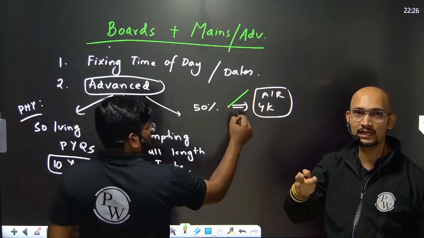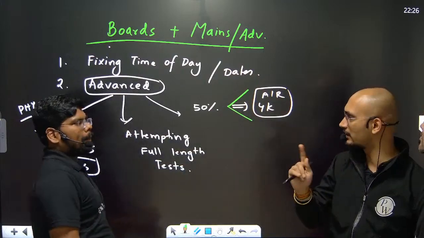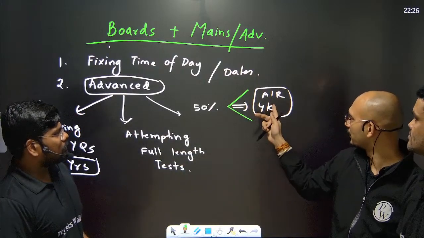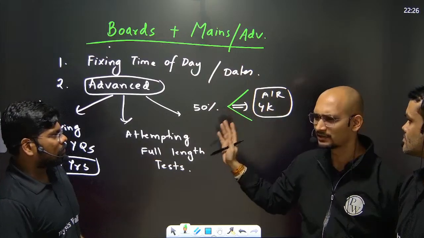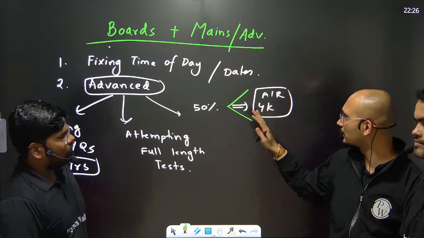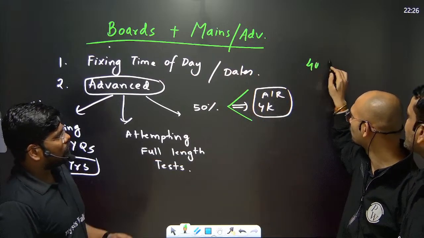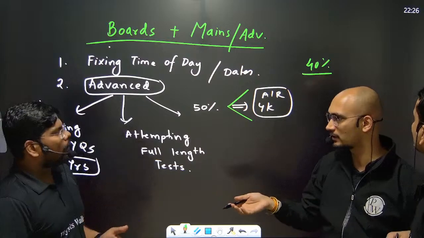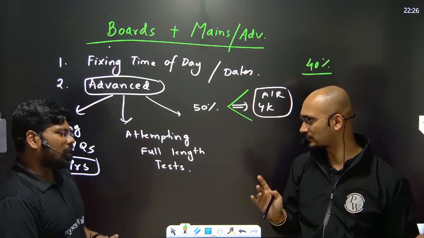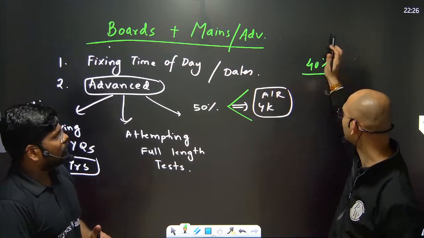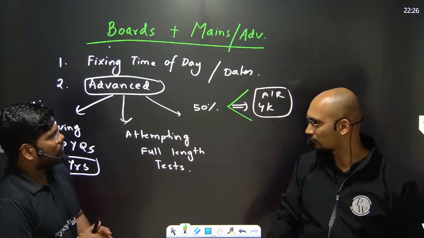How do you maintain it? By not losing marks in negative marking. A rank of around 4,000 will easily come with 50%. If they get even 40% of marks, we have seen in previous years' analysis that they can easily get top 5 colleges. They have got IIT Guwahati with 40% of marks.